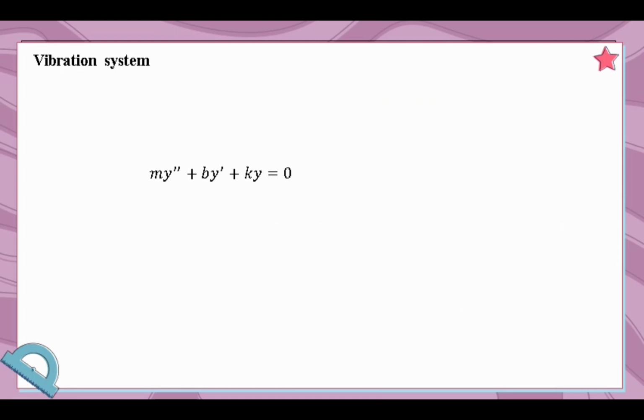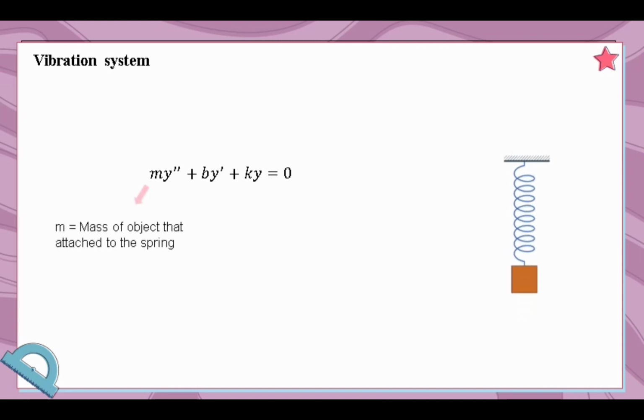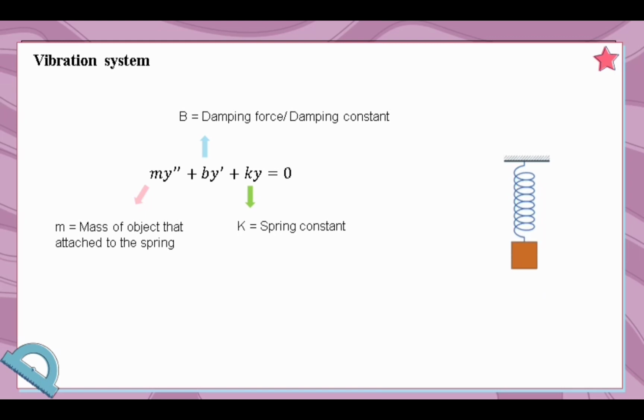Before we start, let us understand the equation given. My double prime plus by prime plus ky equals 0 is related to the vibrating spring. The m here refers to the mass of the object that is attached to the spring. b refers to the damping force or damping constant. k refers to the spring constant.